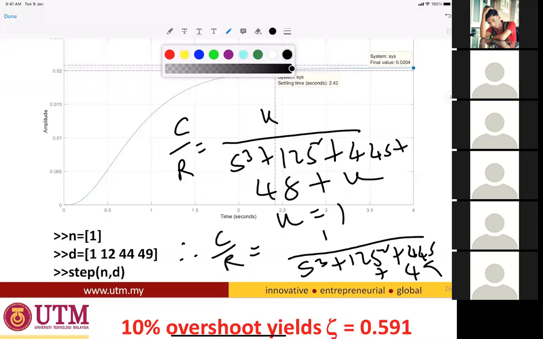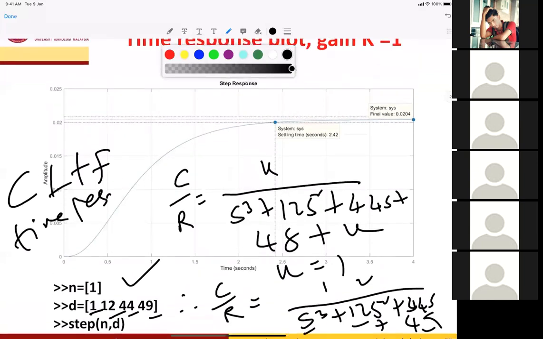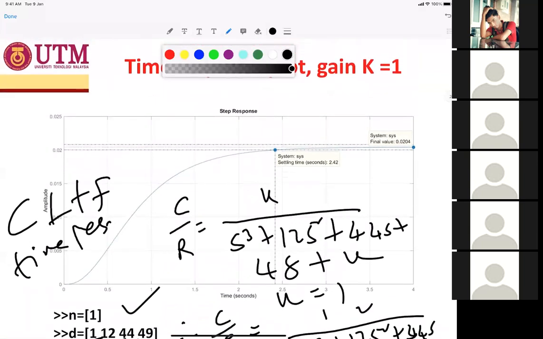That's why when I plot this closed loop transfer function time response, the numerator is equal to 1, the denominator is equal to 1, 12, 44, 49. Step and D. So that's why you get this value. Okay, the time response value.